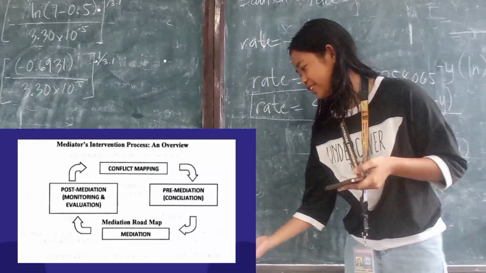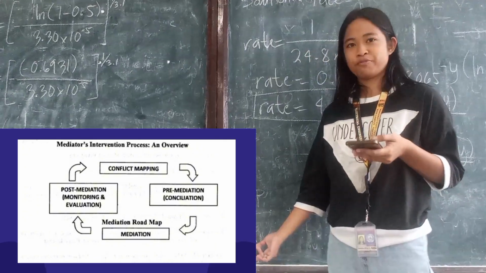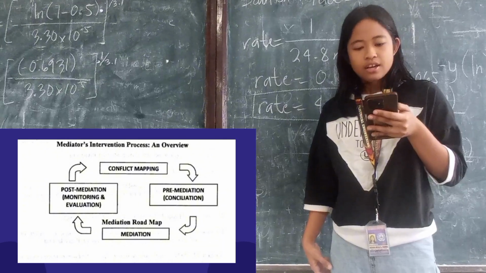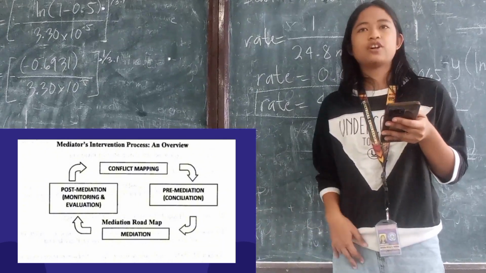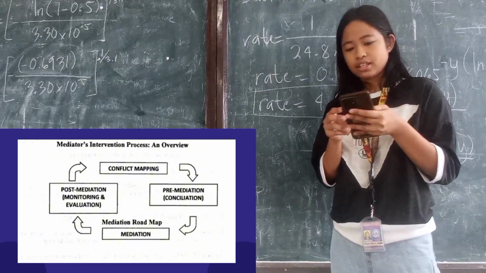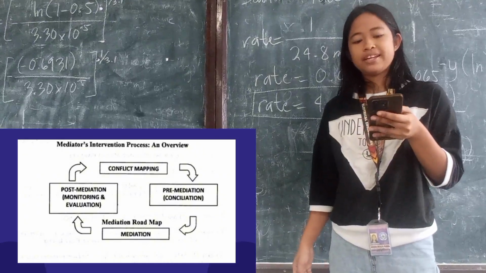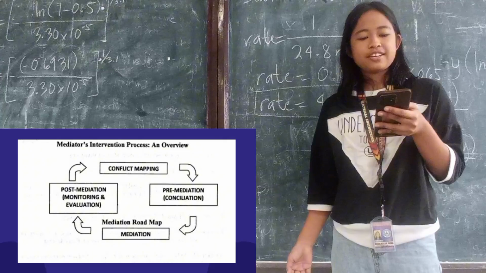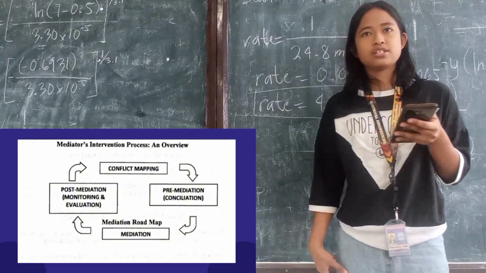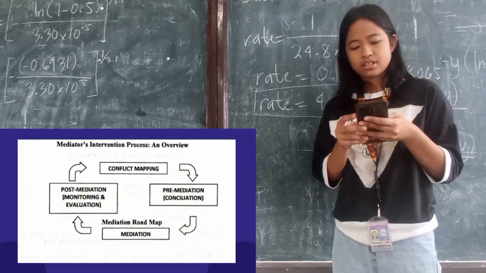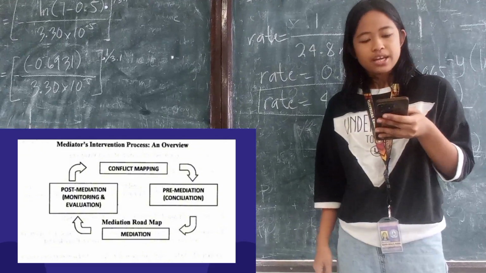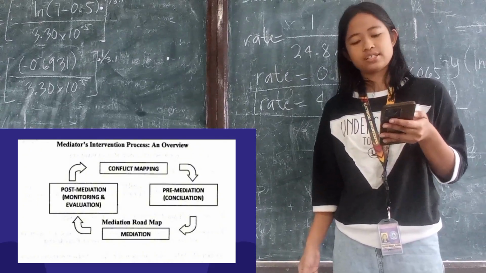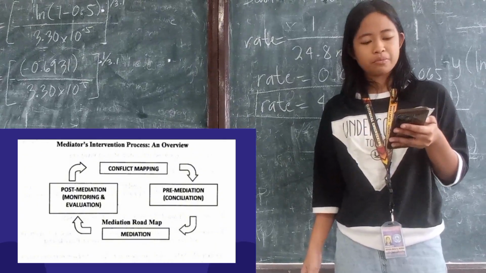So this is the mediator's intervention process and overview. This chart shows the steps the mediator takes when helping to resolve a conflict. Conflict mapping. The mediator begins by understanding the conflict, identifying the issues, and analyzing both parties' perspectives. Pre-mediation. The mediator helps the parties warm up to the discussion by building trust and preparing them for a formal mediation.